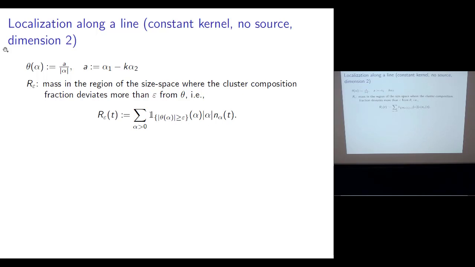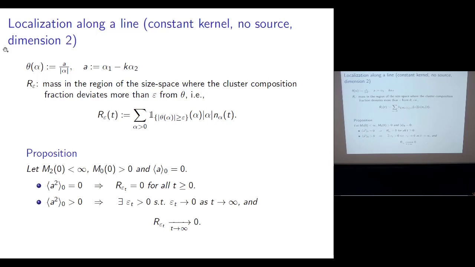What we prove is that if R epsilon is zero in the beginning, then it will remain zero, so the mass will stay on the line. Otherwise, if it is positive, then it will converge to zero as epsilon goes to zero and time goes to infinity. So there is a concentration of the mass along the line for large time.